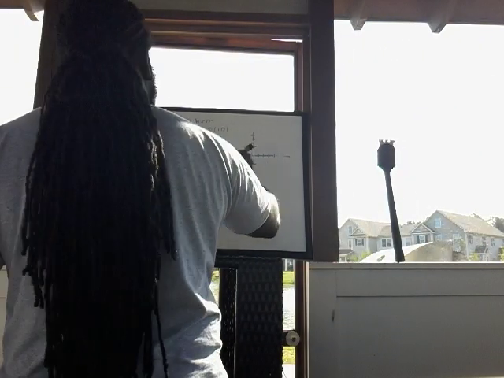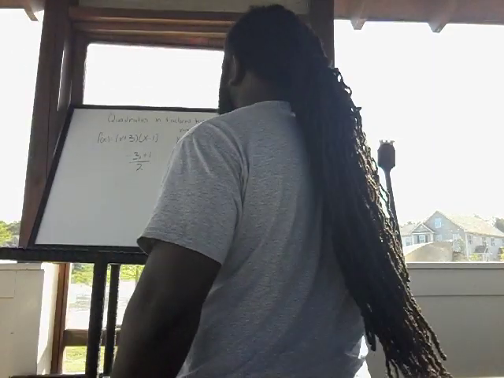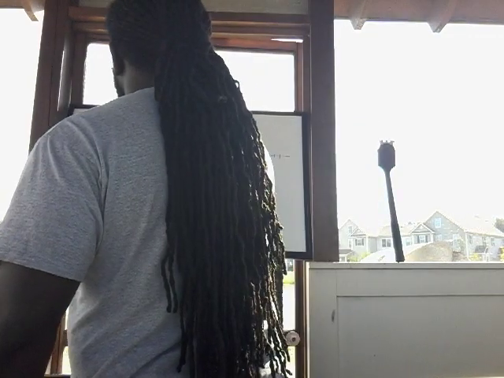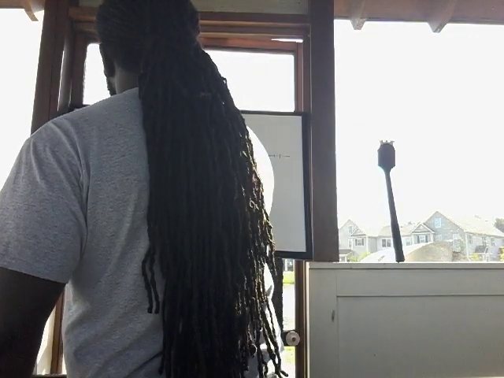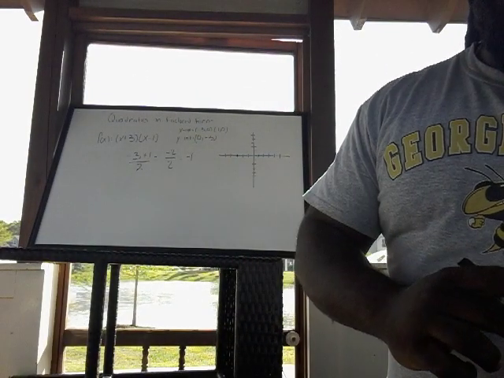So one of my x-intercepts is negative 3. My other x-intercept is a positive 1. We're going to divide that by 2. Negative 3 plus 1 is negative 2, divided by 2. That gives me negative 1.